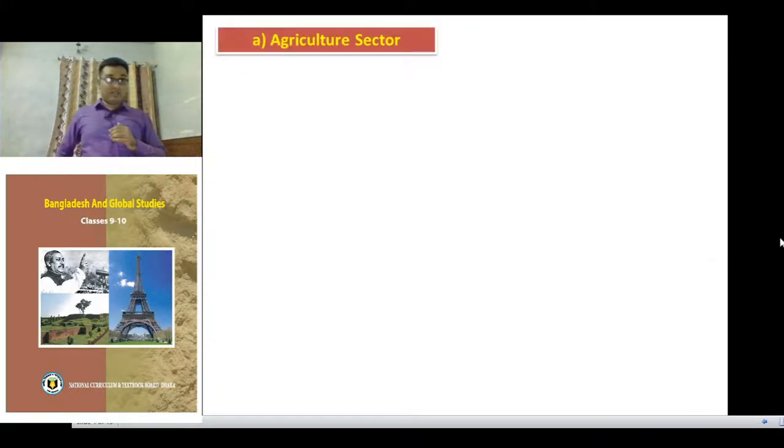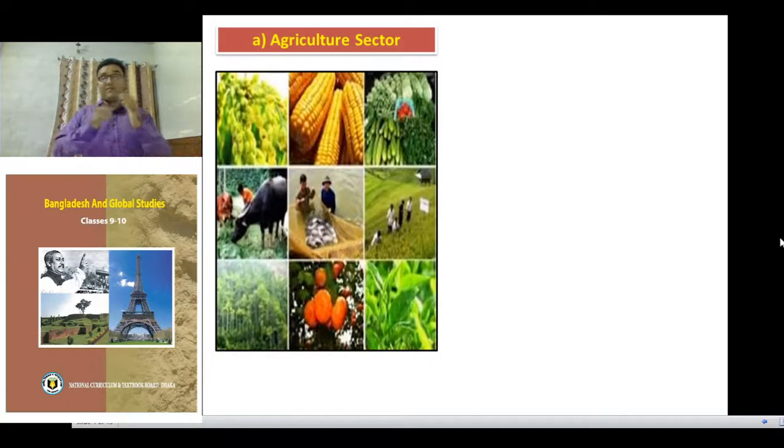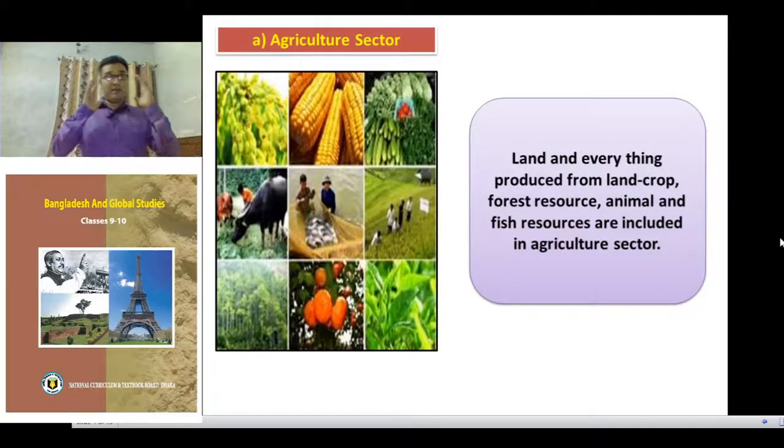The first one is agriculture sector. Okay, so dear student, land and everything produced from land are included in agriculture sector. So dear student, this is the line about agriculture sector. Land and everything produced from land like crop, forest resource, animal and fish resources are included in agriculture sector. So that's all about the agriculture sector in brief.